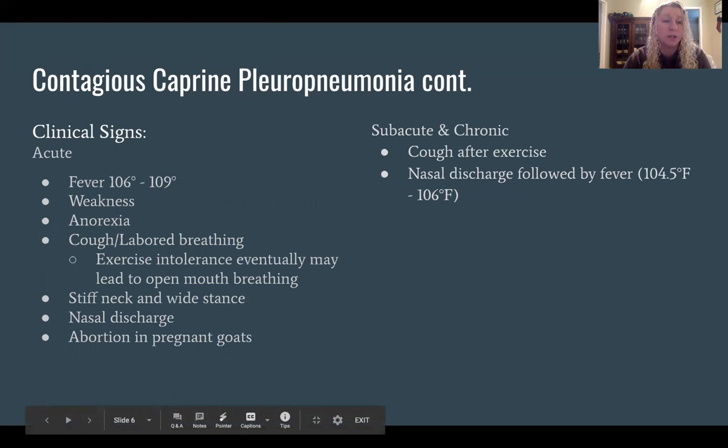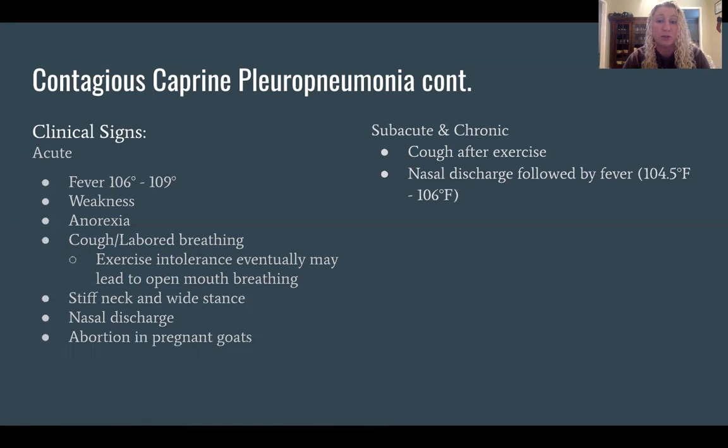Your clinical signs are going to vary from acute to subacute and chronic. In acute cases, they can generally die within 7 to 10 days. You'll typically have initial signs of fever, 106 to 109, weakness, lethargy, anorexia, followed by coughing and labored breathing. Typically, you'll have exercise intolerance eventually, which may lead to open mouth breathing, but it's going to be a violent cough and very productive.